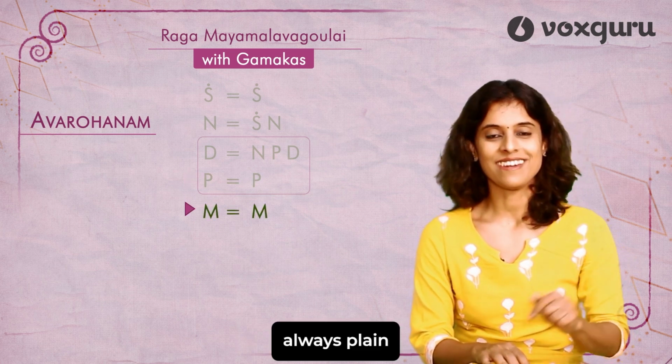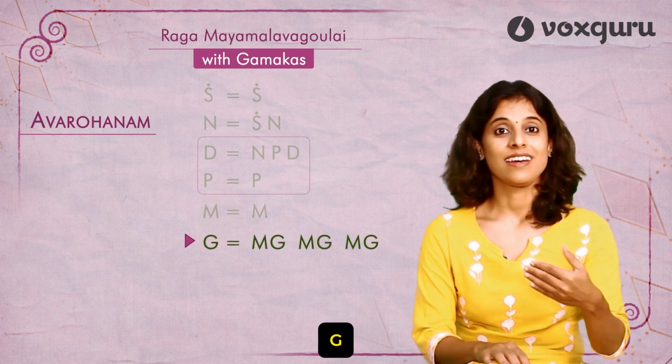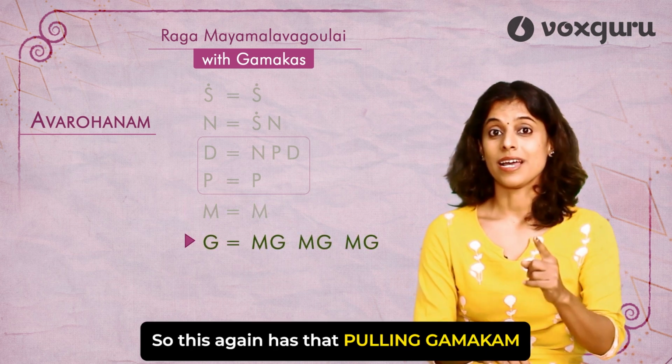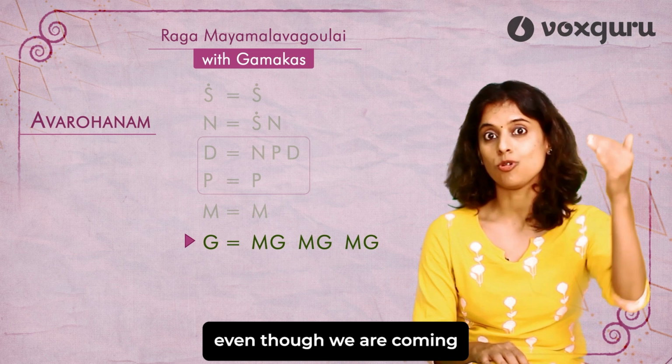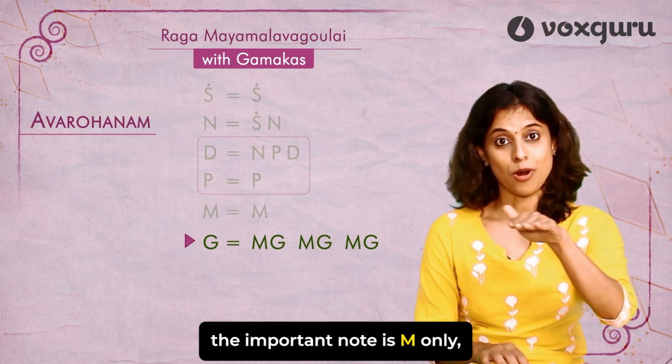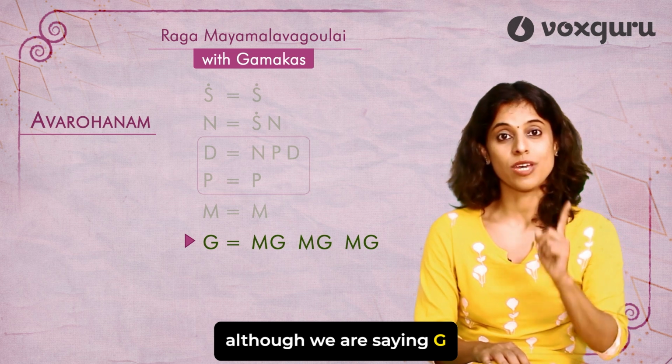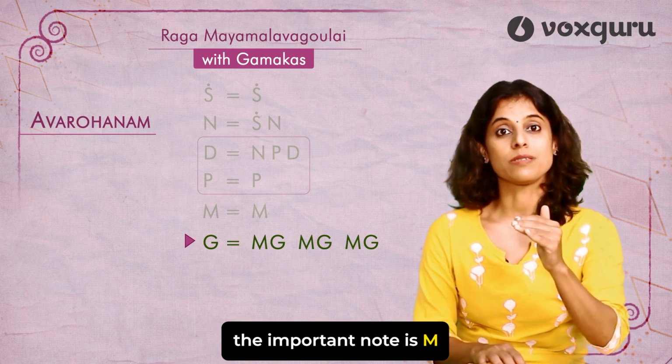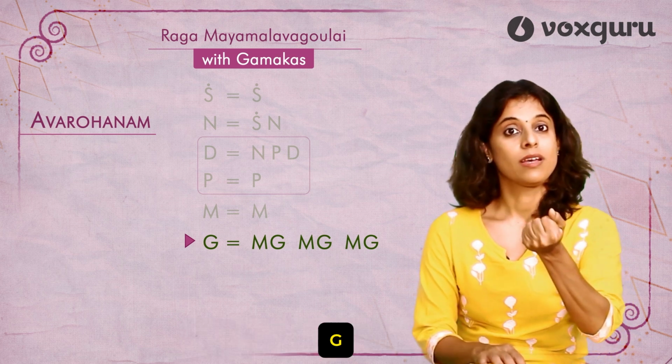Then Ma. Always plain. Ga. So this again has that pulling Gamakam. Now even though we are coming in a descending order, still the important note is Ma only. Although we are saying Ga, the important note is Ma, and from there we are going to pull.